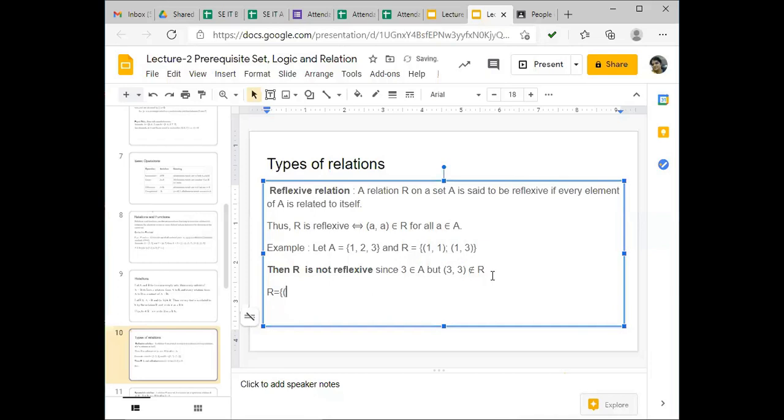Very good. See, here 1 is related to 1, right? But we have 2 and 3 also. They are not related to themselves. Yes, Srishti. Right. So if I want to make R reflexive, what are the elements or relations that I have to add? This will be as it is. I have to add a few more. What are those that I have to add to make R reflexive?